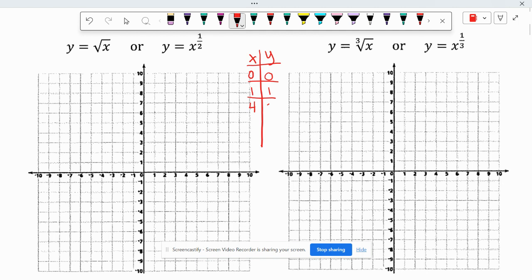Yeah. So the square root of 4 is 2. And then 9 is, what'd you say? 3. I'm just going to stop with that because my graph doesn't go all the way up to 16.